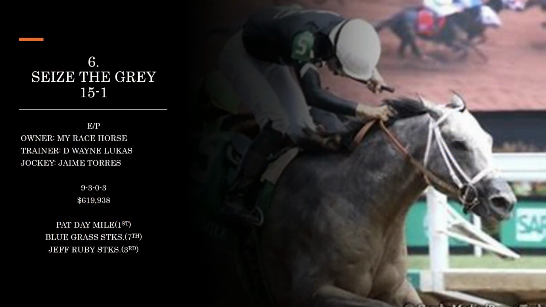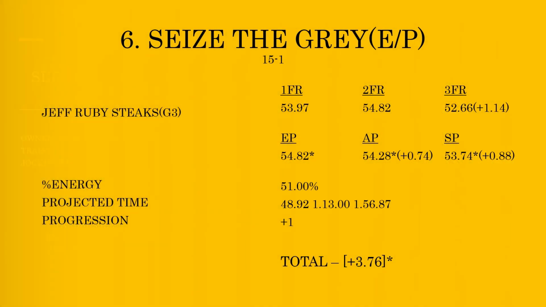Seize the Gray is our Pat Day Mile winner. And again, one turn. So what we've done for pace is use the Jeff Ruby Stakes. The reason being it's a two-turn race where Seize the Gray had a favorable outcome and ran a pretty good race, albeit on synthetic. That's why we have the asterisk there, so we want to qualify it. But the idea was to get a two-turn effort that might be representative of the kind of race that Seize the Gray could run in the Preakness. That's why we're doing it.